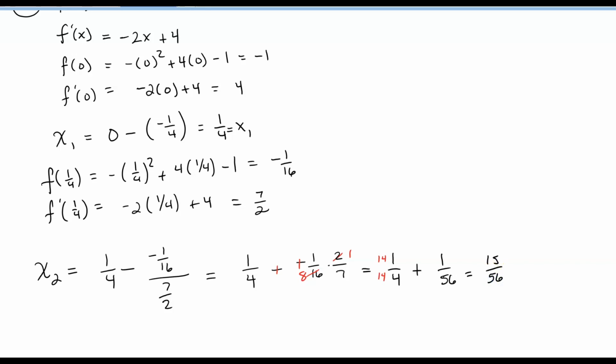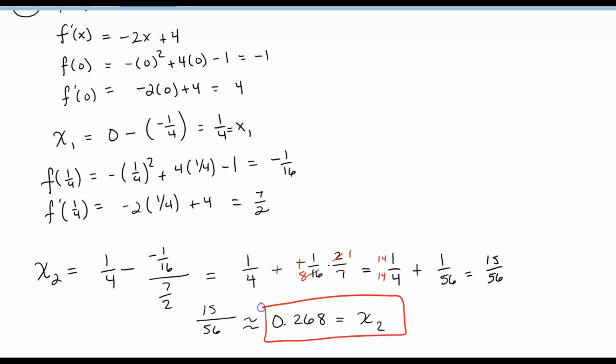And when I do that on my calculator, 15 out of 56 is approximately 0.268, and this is our x sub 2 value that we were looking for. Let me box it in. That's our answer. And now let's see what it was on the calculator. So the 0 on the calculator, let's see how close we are.